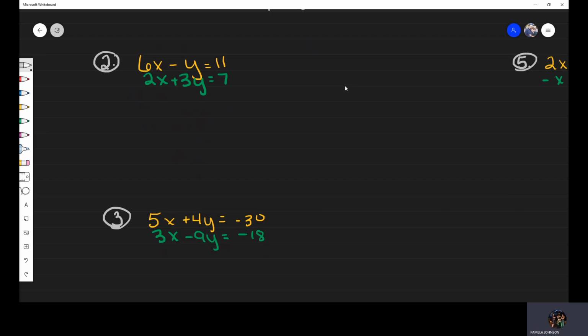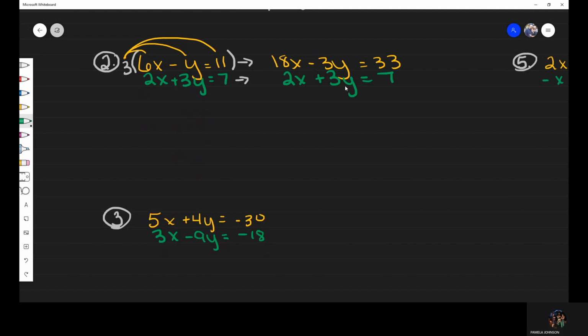Just because the y's are already opposite signs, I'm going to multiply the top equation by 3. So my top equation, when I multiply everything by 3, I end up with 18x. And then 3 times negative y gives me a negative 3y. And 3 times 11 gives me 33. So essentially, I'm distributing that 3 to the entire equation and not just one side or the other. If I don't distribute it to the entire equation, it completely changes the value of the equation.